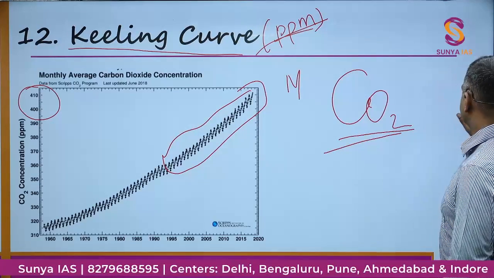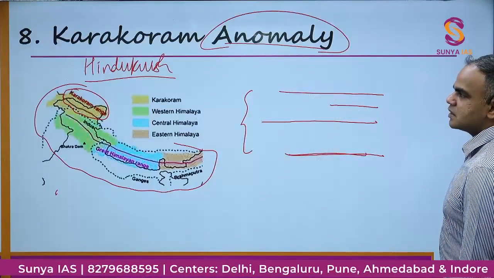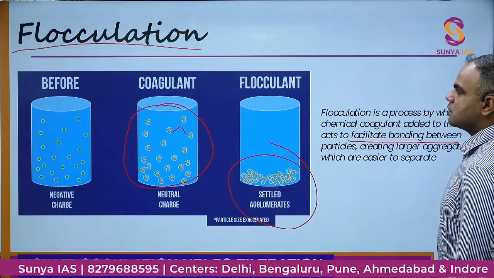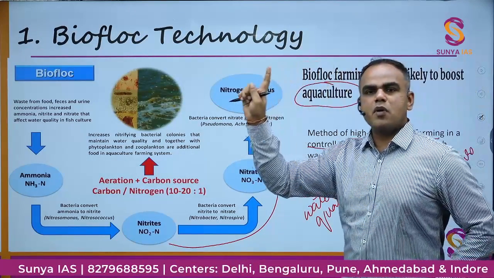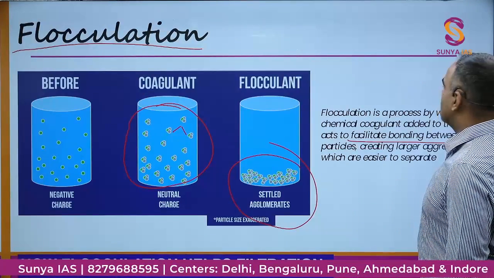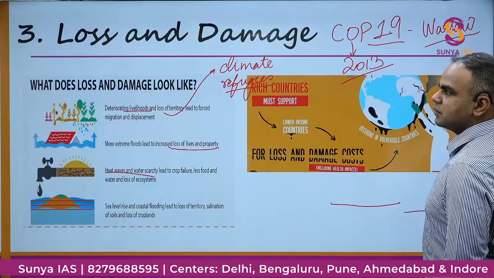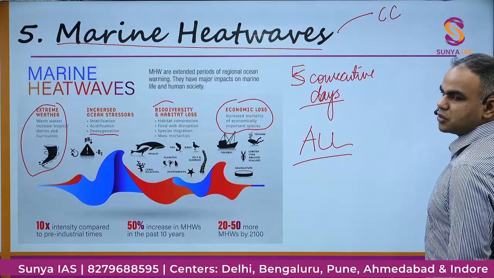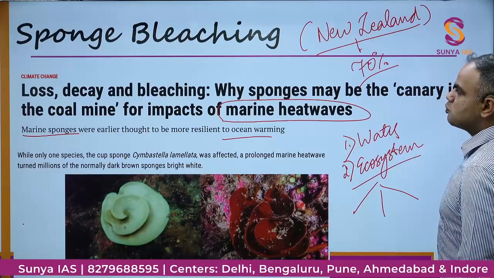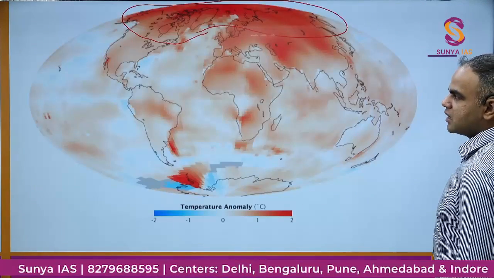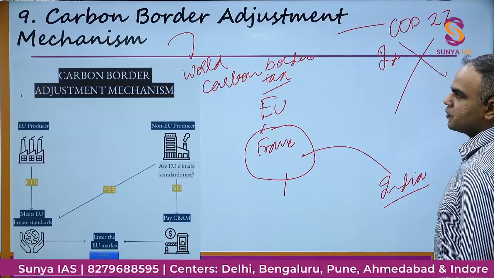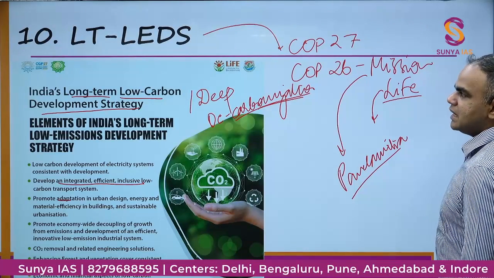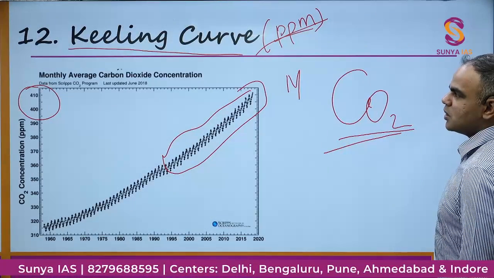All right, so this brings us to the end of this terminologies lecture. I think I'll just quickly go ahead and tell you what all terms we have seen so far. We started with Biofloc Technology, we saw flocculation, we saw climate forcings, we saw the concept of loss and damage, negative emission technologies, carbon sequestration, marine heat waves, sponge bleaching, zombie ice, Arctic amplification, Karakoram anomaly, carbon border adjustment mechanism, carbon leakage, LT-LEDS, sinkholes, and last was Keeling Curve, right?